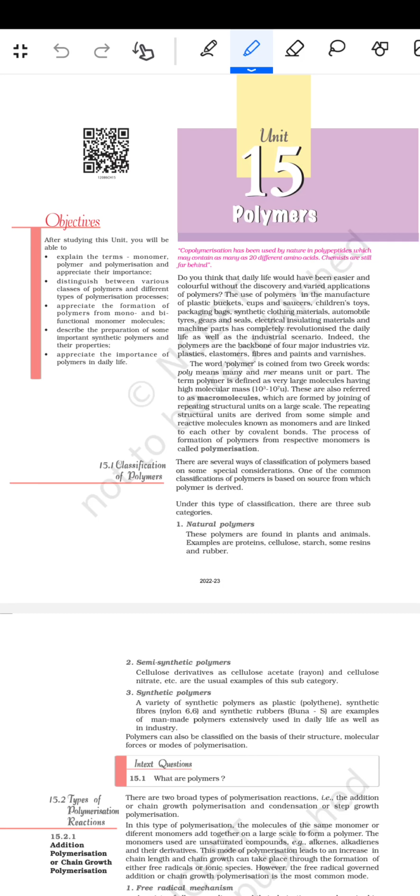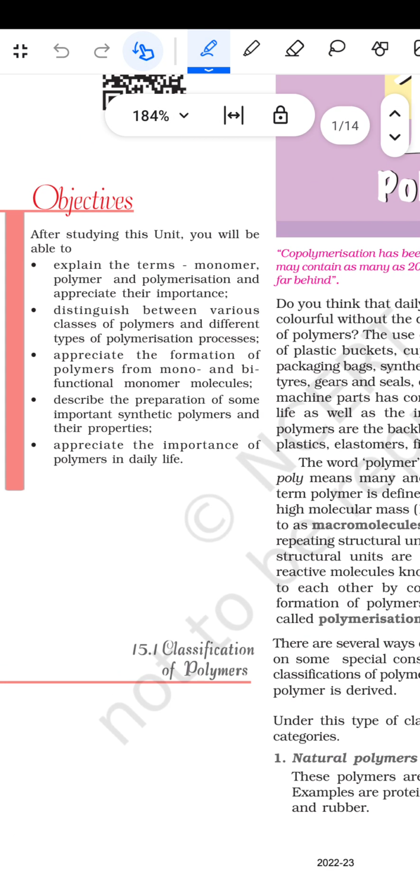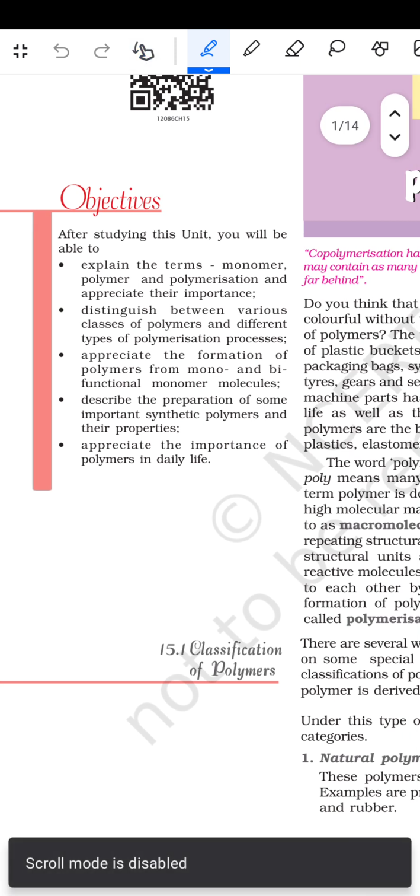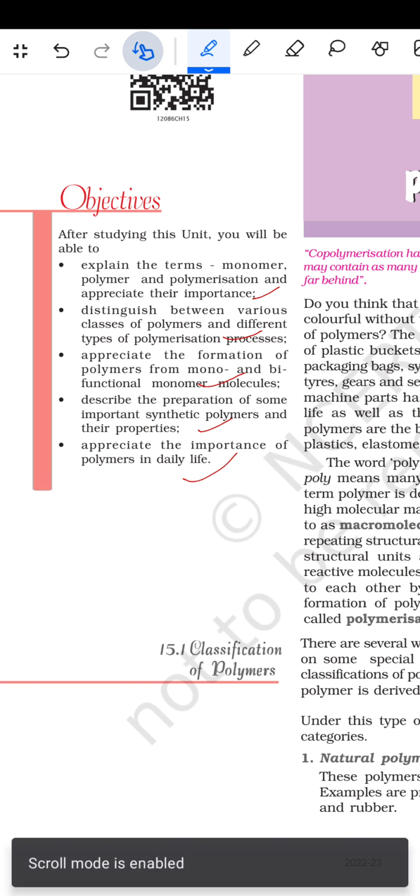Now the polymers. So, objectives. After studying this unit, we will be able to explain the terms monomers, polymer, and polymerization and appreciate their importance. Distinguish between the various classes of polymers and the different types of polymerization processes. Appreciate the formation of polymers from mono and bifunctional monomer molecules. Describe the preparation of some important synthetic polymers and their properties. Appreciate the importance of polymers in daily life.